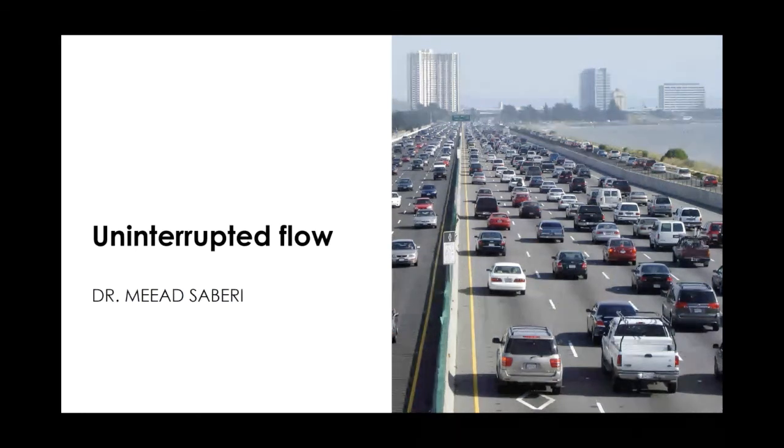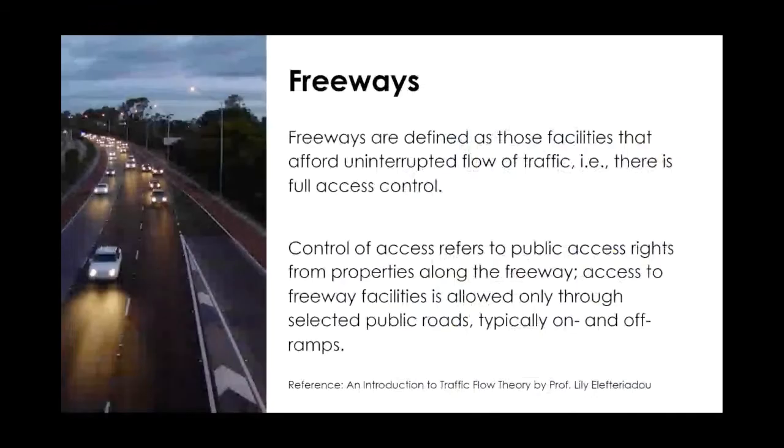So in this lecture, I'm going to introduce you to some of the basic characteristics of uninterrupted flow. But what is uninterrupted flow? Uninterrupted flow represents a traffic flow that is usually not interrupted with traffic signals or a yield sign or roundabout, for example. So freeways or expressways are good examples of uninterrupted flow.